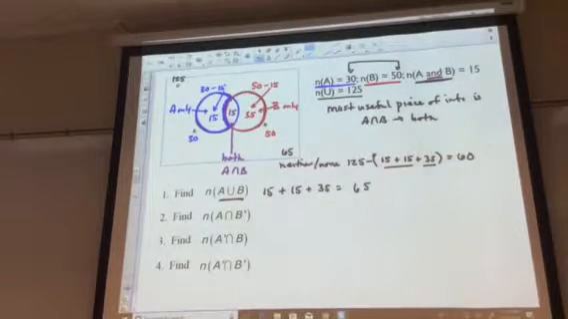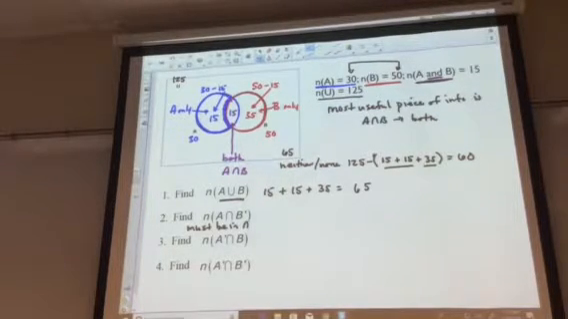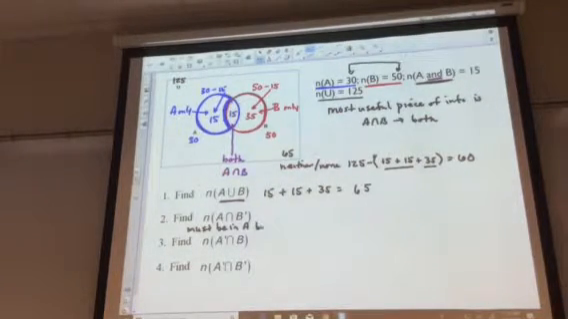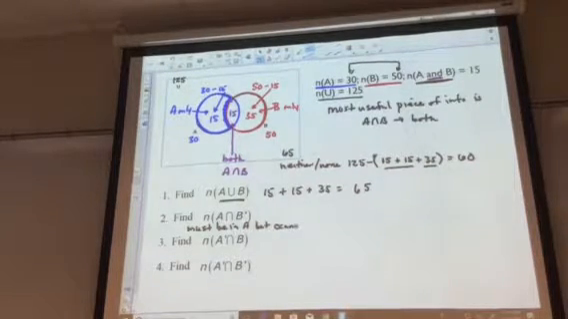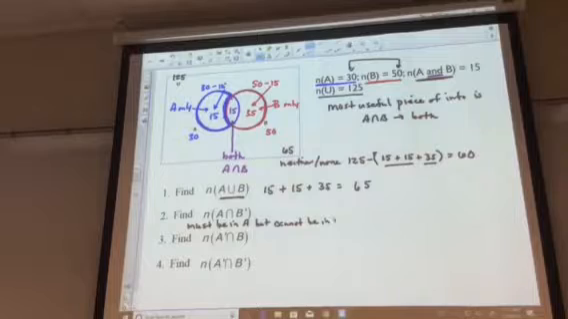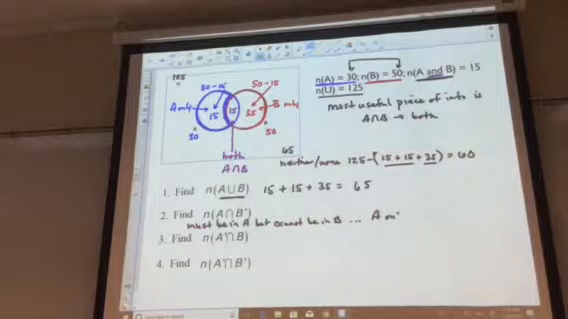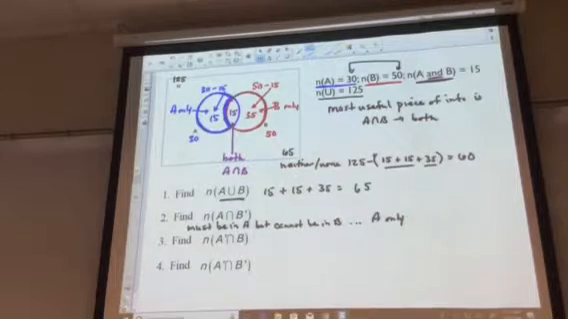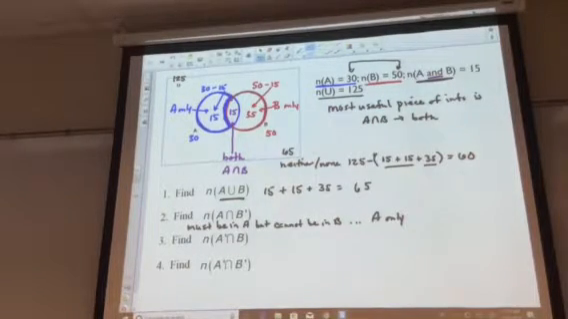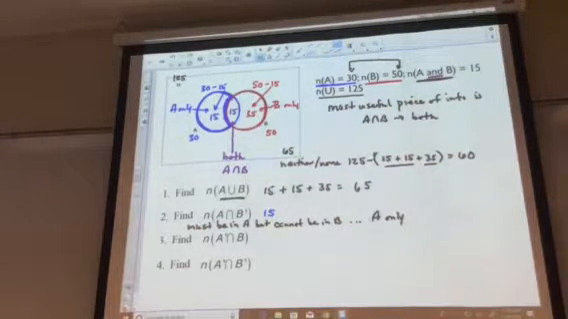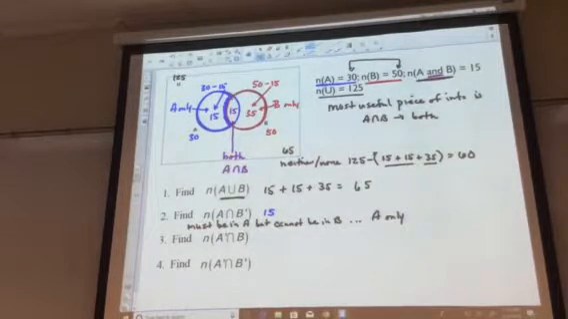Second item. Must be in A, but cannot be in B. In other words, it is only in circle A and not part of any other circle, which we already found, right? 15. Using that as a guide, what's the number 3? How would you read number 3?